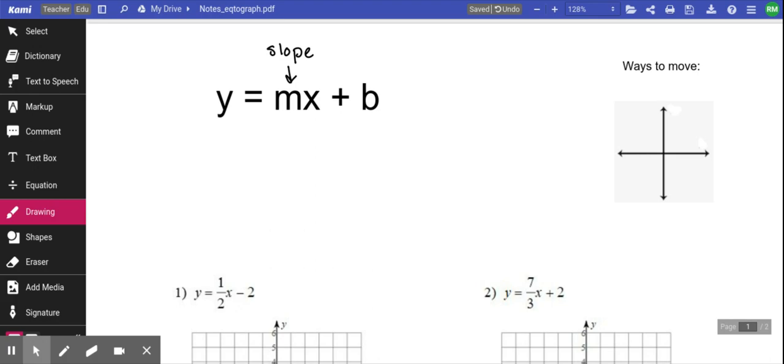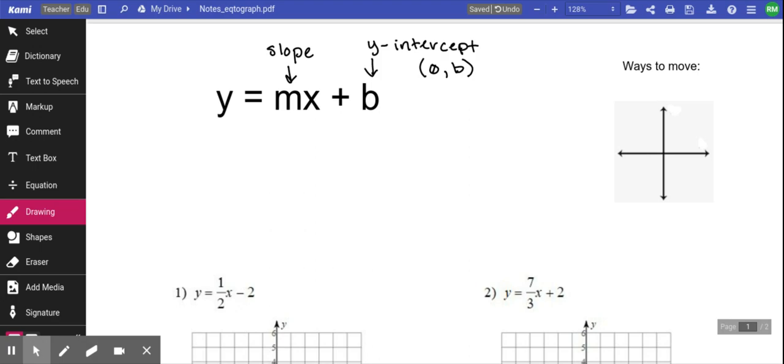The new thing that we're going to talk about is the b. This is the y-intercept. And you can write the y-intercept as a point on the graph. The way that we write the y-intercept as a point on a graph would be parentheses 0, comma, b. So whatever the b value is. So that's (0, b). That's how we would write it as a point.